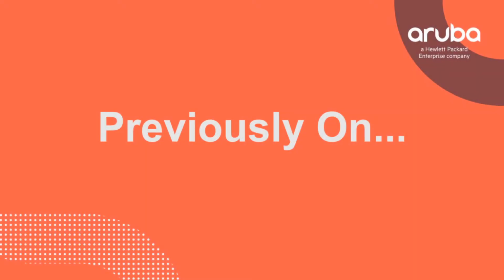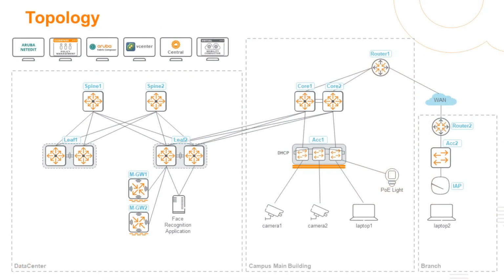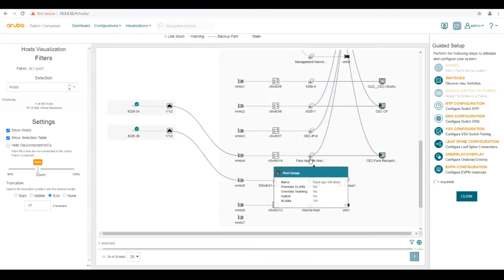Previously on the Aruba switching story, in our previous episodes we've discussed the Aruba Edge Services platform and how Aruba switches fit into the unified infrastructure as part of ESP. We've gone over our workflow where we had to plug in a security camera and be able to access the data center using dynamic segmentation. But first we had to provision the data center using the Aruba Fabric Composer.